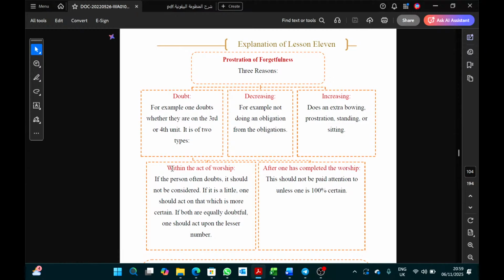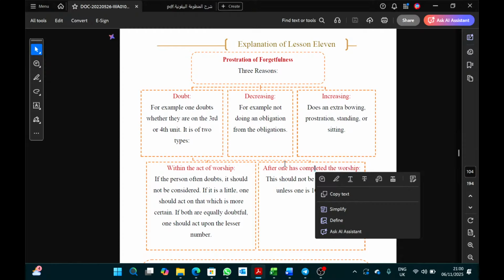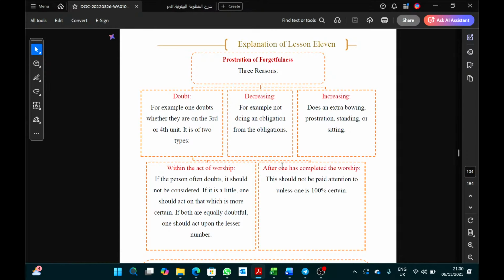So let's see what the Shaykh says. He says there's 2 types. If you have a doubt after, like you finish your salah, then you have a doubt, you ignore it. A doubt, not certainty. And if you realize you actually made a mistake, then you have to sort it out. But you don't know, like, did I do this? Once you finish, you ignore it.